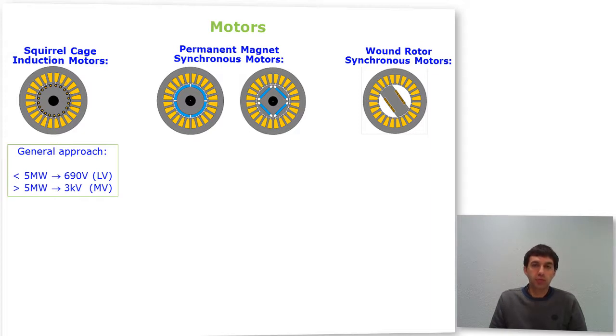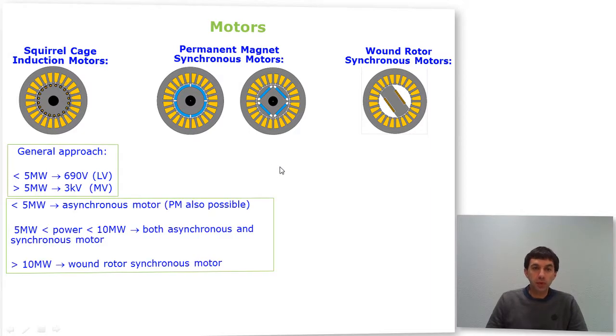As a general approach, we could say that if the power of the motor for the propeller is less than 5 megawatts, normally a low voltage motor is used. However, if the power is bigger than 5 megawatts, a medium voltage of 3 kilovolts more or less is typically used. Not always, but in general, this rule is met. If we are below 5 megawatts, we normally use an asynchronous motor. This is the most common choice.